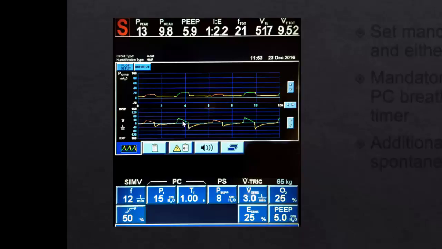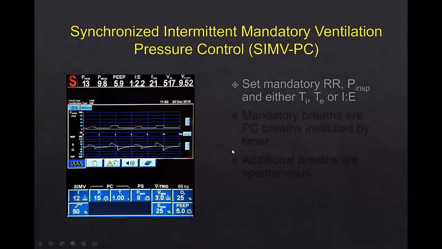Now, in all IMV modes, between the mandatory breaths, the patient's allowed to breathe on their own, and in all IMV modes, spontaneous breaths may be supported with pressure support, in this case 8. So let me review this one more time, it's a little confusing. We set a mandatory rate, in this case 12. We set the inspiratory pressure, in this case 15 above PEEP, which means it's going to go up to 20. We set the time, in this case an inspiratory time of 1 second. Because the rate's 5, we're leaving 4 seconds for expiration. That's from this green to that green.